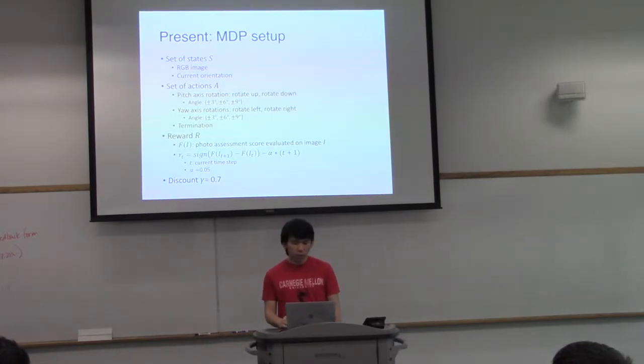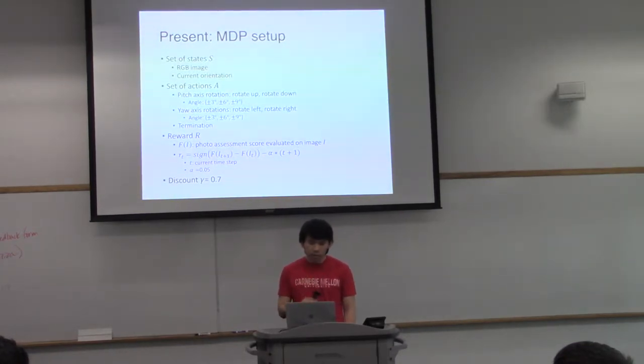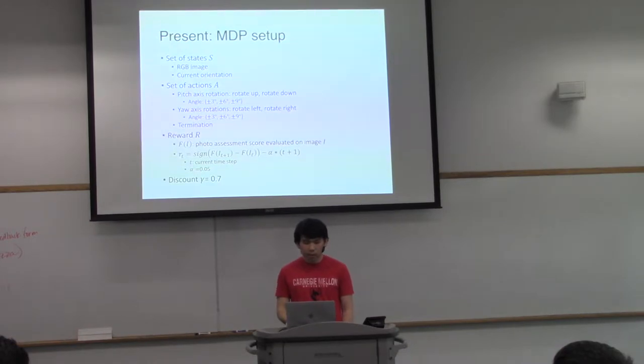And for reward, we're using the photo sensor network that we took from the pre-trained network. That's going to give me a score for each image. But for the reward, I'm using the consecutive frames, the difference between the current frame reward and the previous frame reward, and the sign of that difference. That's the first term. And then the second term is a penalty for too many time steps, to prevent the drone from moving forever. And for discount factor, I'm using 0.7.